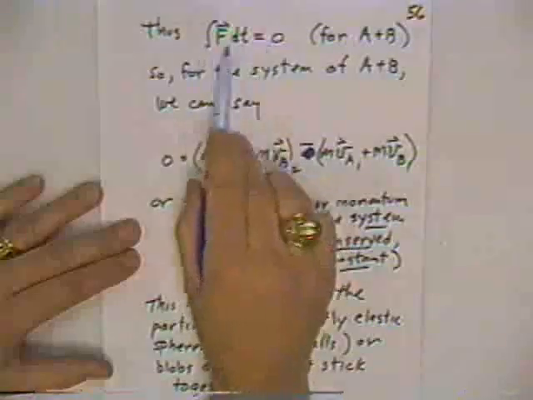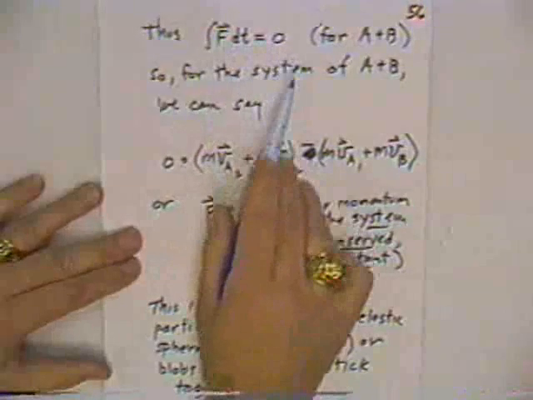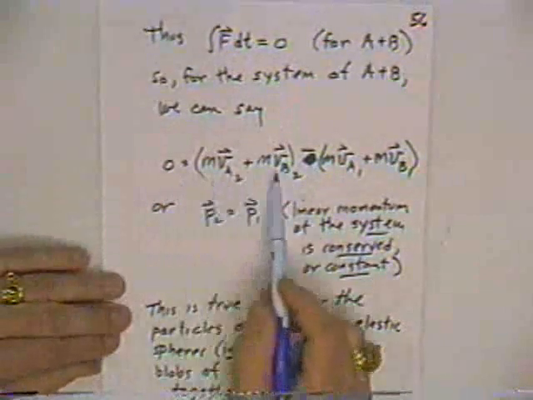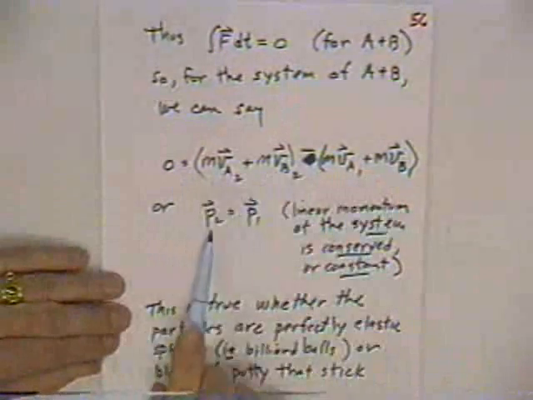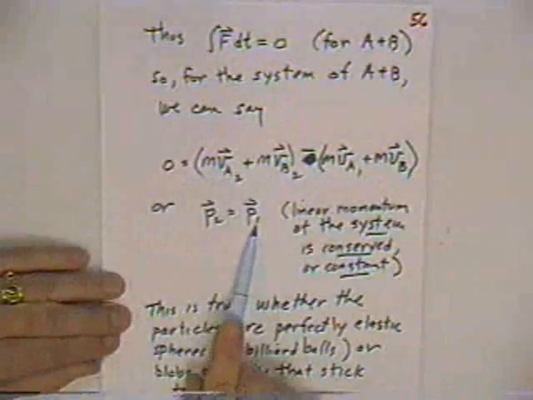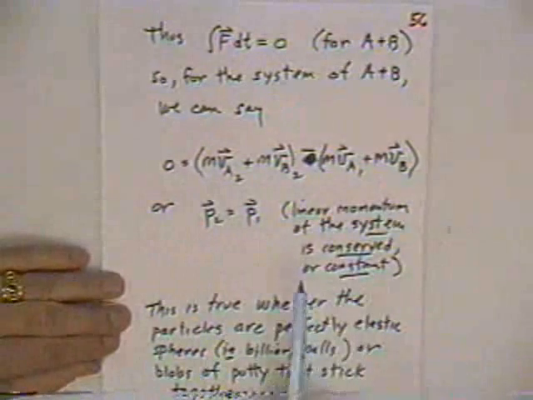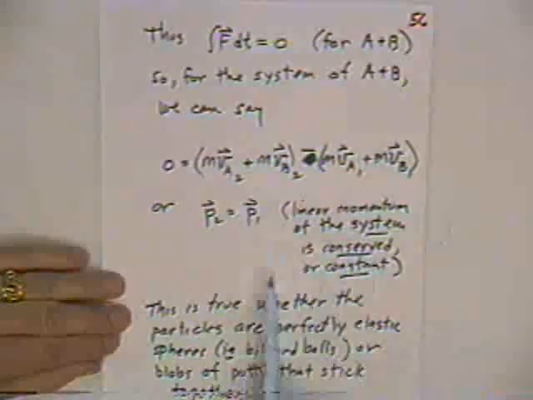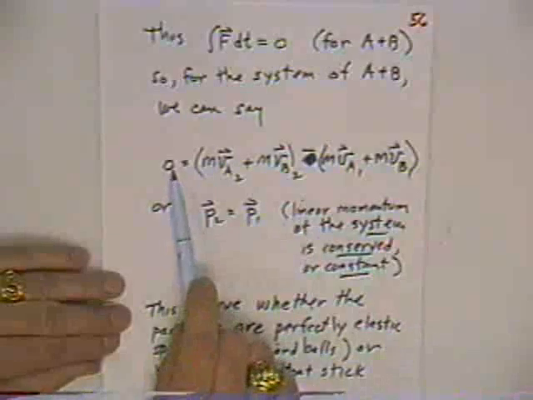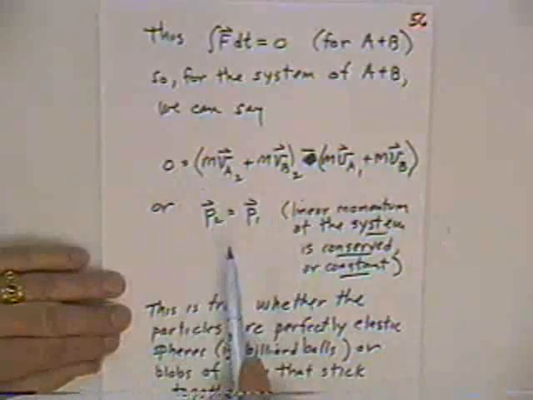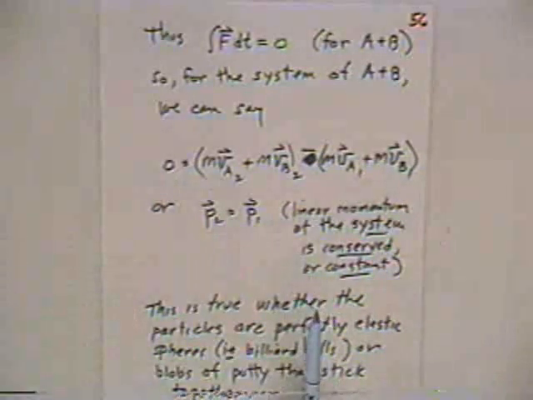So if we have a collision of two particles, and there are no impulsive forces that act, we can say that the impulse equals a change in momentum is an equation that tells us the final momentum of the system equals the initial momentum, or linear momentum is conserved. Conserved means constant. Linear momentum is not always conserved. Sometimes there's some impulse, non-zero impulse, but for this particular system, it's conserved. I ought to say what is meant by an impulsive force.